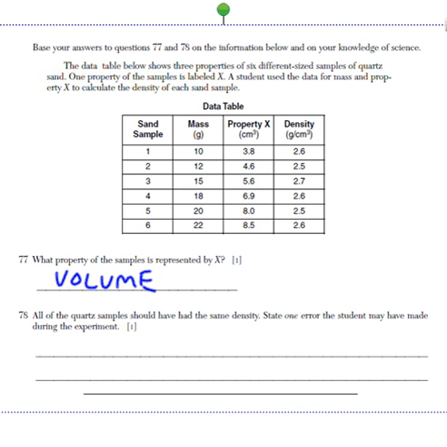Okay, and for this next question, all the quartz samples should have had the same density. State one error the student may have made during the experiment. So like we said earlier, yes, all the densities should have been the same if they were pure substances, all the same. He should have gotten the same density for each one because density is a characteristic property. Some of the errors could be a human error in measuring the mass, error in measuring the volume, errors in calculation when you do the mass divided by the volume. Any one of those would have been a good answer for 78.